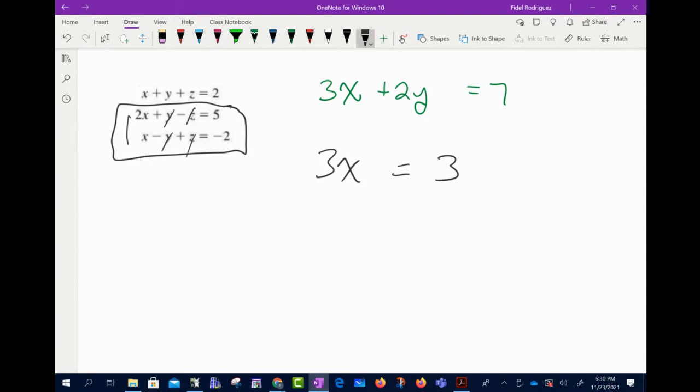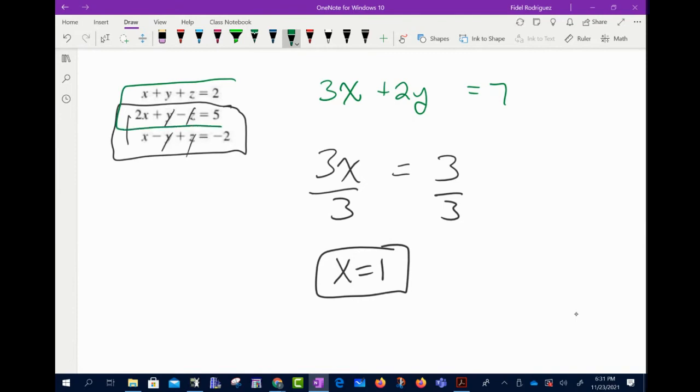All right, so now I have 3x is equal to 3. So look, if we divide both sides by 3, we come up with what? X is equal to 1? Okay. So now we know x. We still got to find y. We still got to find z. But I'll tell you what. Remember when we added the first two equations together? When we added these two equations, we came up with this one here. Let's take this value of x and let's plug it in there.